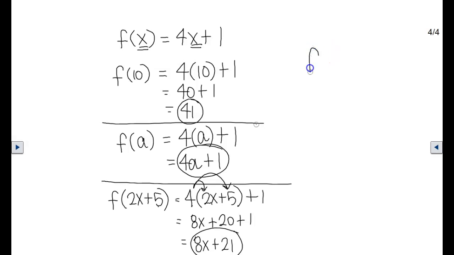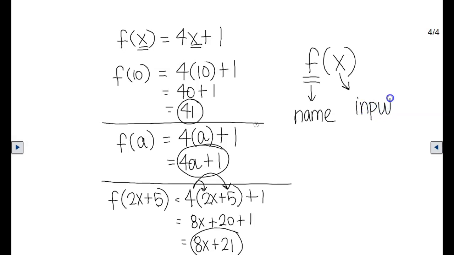So when you see f of x, understand that the f is just the name for the function that you're supposed to be using, the function's rule, and the x is your input. Whatever is inside the parentheses is your input. So take the function that has this name and put whatever you see inside of those parentheses in for the x. Input that for the x.